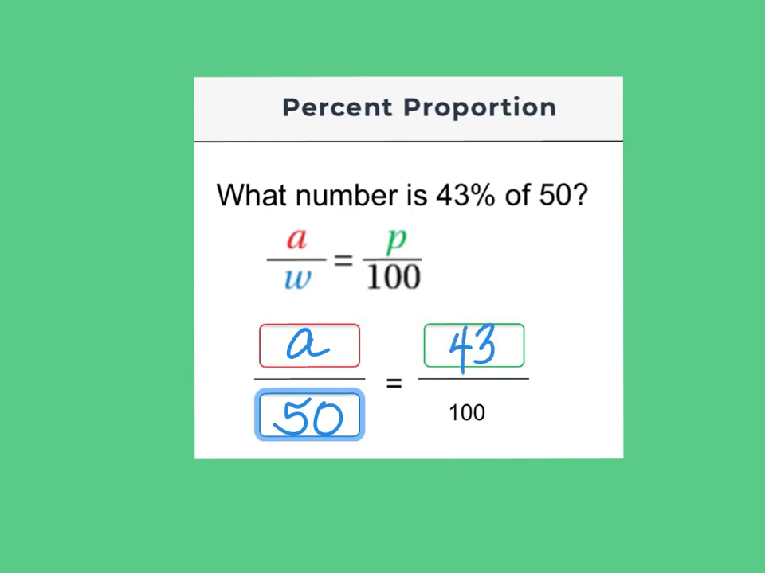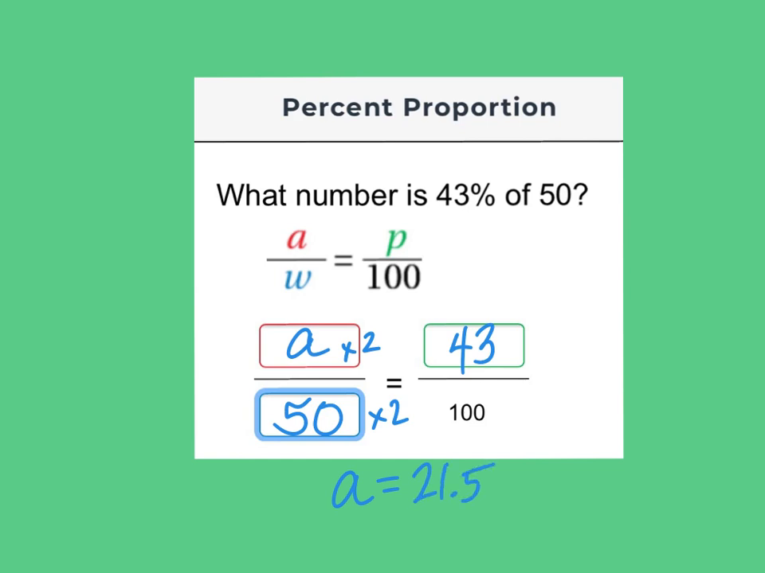Okay? So in this case, I can see it's pretty easy to go from 50 to 100. It's multiplying by 2. And so I could think A times 2 equals 43. So I need half of 43, which would make A 21 and a half.